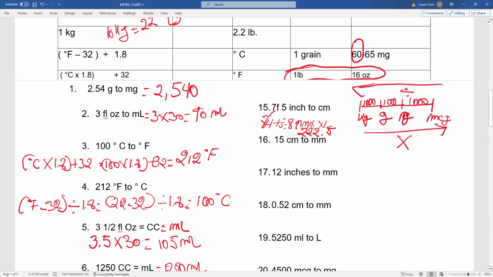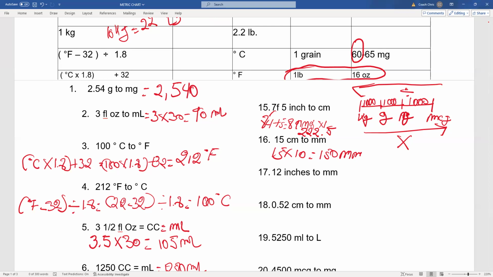Let's look at the 15 centimeter. Centimeter to millimeter, you multiply by 10 because 1 centimeter equals 10 millimeter. So I'm gonna multiply 15 by 10 equals what? 150 millimeter. Once again, you have to do a lot of exercise for you to be able to remember them.